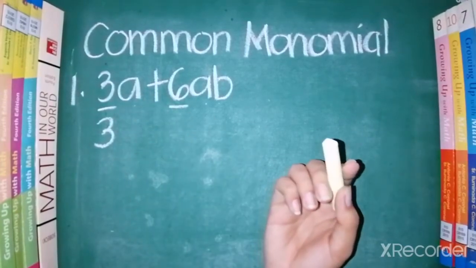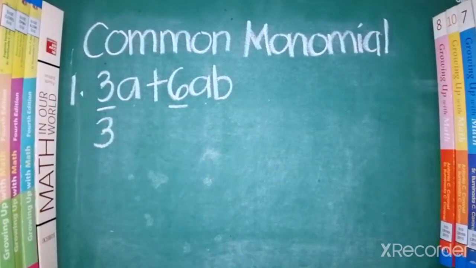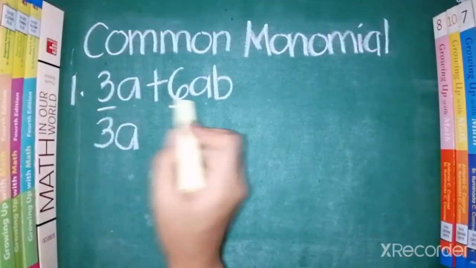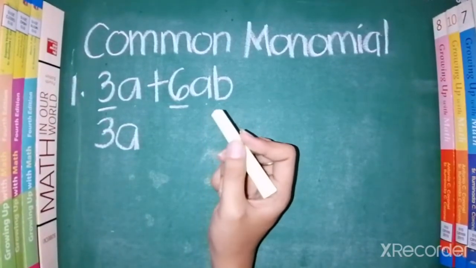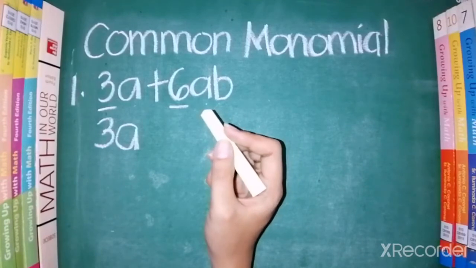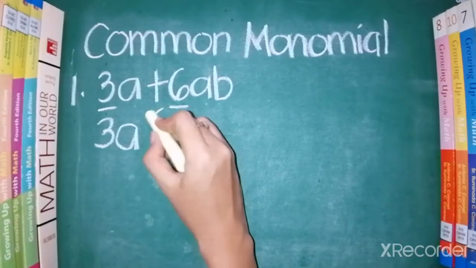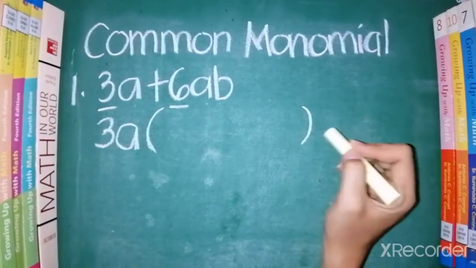So is there any common? Yes, because they have both a. So we are going to use a. How about b? Is it common in both terms? Okay, no. So we are not going to use b. So this time, we are going to divide 3a plus 6ab to 3a. And then we're going to put that one in the parentheses.